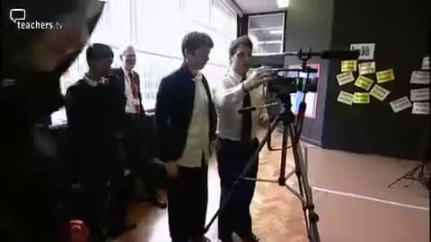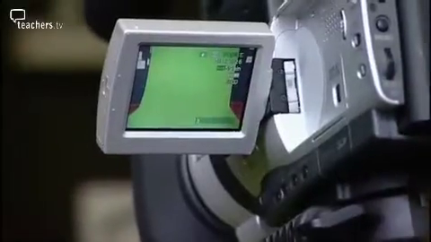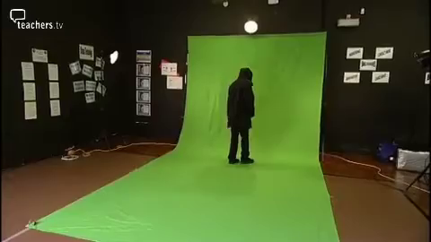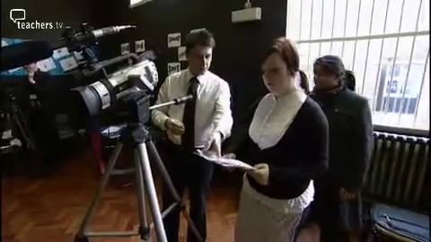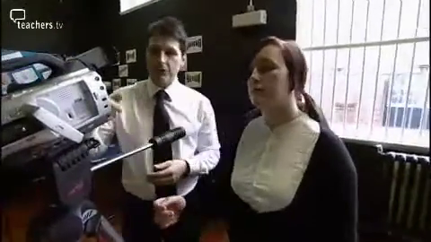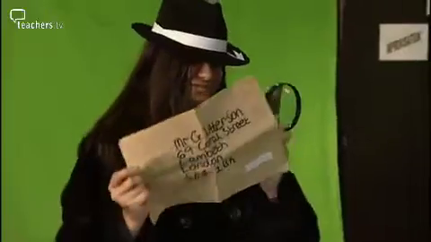OK, that's what you see, that's what the lens will see. Yep. You need to make sure all the action takes place within the boundaries of the green. Within the green. OK, so what's the first shot? In their allotted time slot, the pupils explain to the IT staff what they want to shoot.